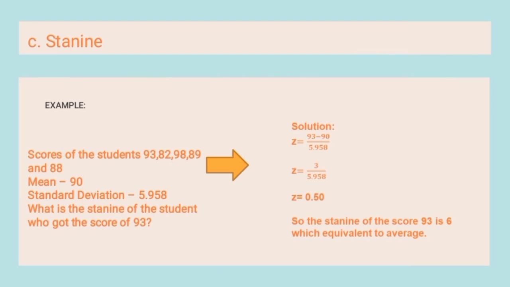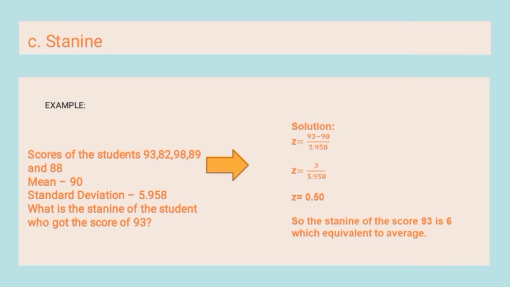Example number 1. The problem is, these are the scores of the students. We have 93, 82, 98, 89, and 88. The mean is 90. The standard deviation is 5.958. The question is, what is the stanine of the student who got the score of 93?